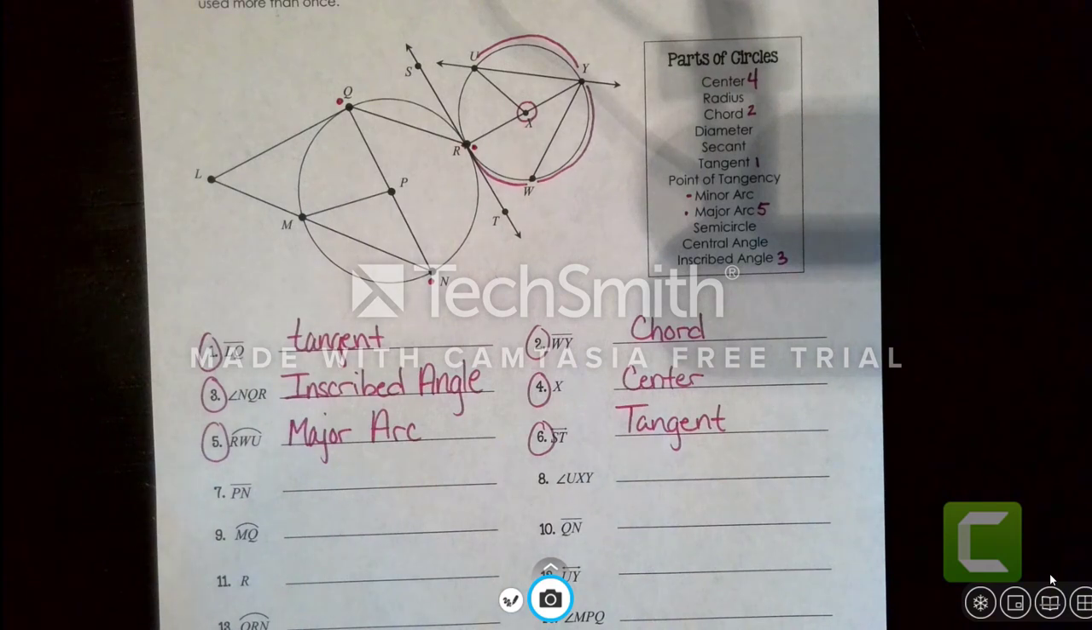That's it for this worksheet. Please be sure to solve the rest on your own and submit it when you are done.